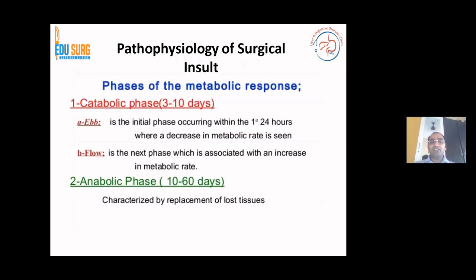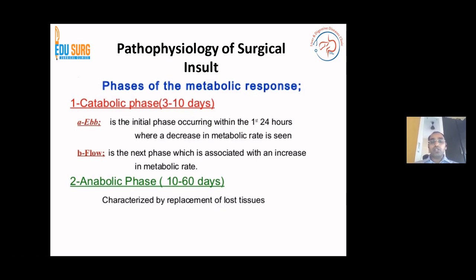So why is there stress during surgery? A surgical insult has three phases. The first two phases are the catabolic phases, the ebb phase and the flow phase. The ebb phase is where there is decrease in the metabolism. It lasts typically only for the first 24 to 36 hours. Next is the flow phase, when the body decides that, okay, now is the time to start doing something. And that is where it increases the metabolic rate in the hope to recuperate from the surgical insult.